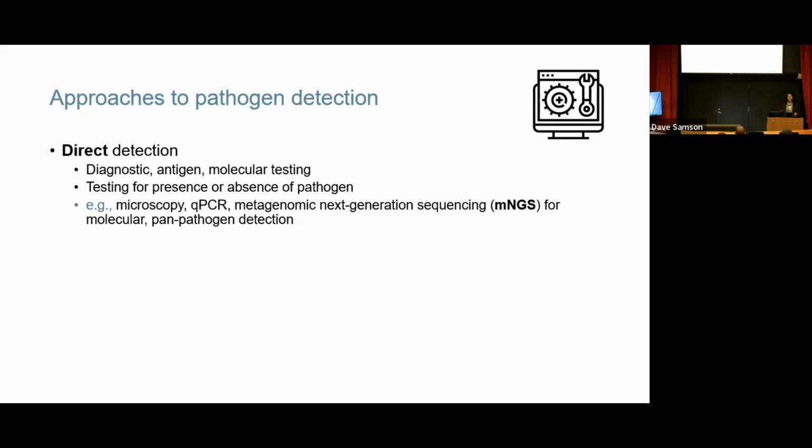I think everybody here is very familiar with this, but I just wanted to get us on the same page when I talk about different approaches to pathogen detection. First, obviously there's direct detection, which is diagnostic antigen molecular testing for the presence or absence of pathogen. There are a variety of ways that we do this. One of the pathogens I work on is malaria, where we do microscopy for detection. But of course, the other tools being things like qPCR or amplicon sequencing. And in this talk, I'll highlight some of the work that we've been doing using metagenomic next generation sequencing, or mNGS, to do molecular pan-pathogen detection.